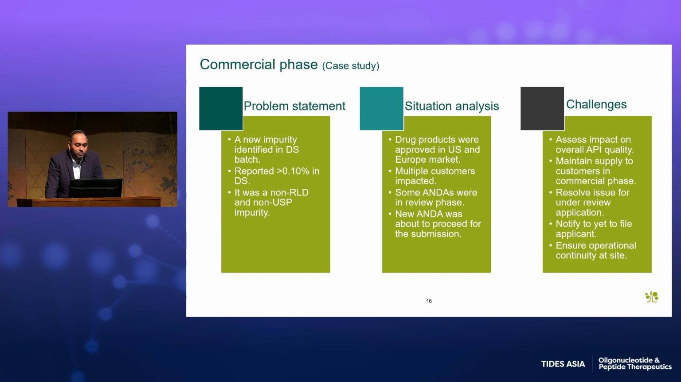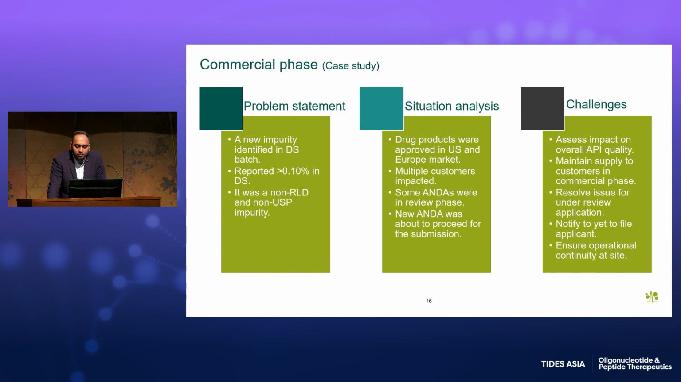So the content was difficult to justify. And if you see the situation analysis, there were a number of customers already approved in US and Europe. There were customers which were under review phase, and there were customers which were about to file ANDA. So the situation was quite complex, considering all the phases: the commercial phase, the under review phase, and prior to the filing phase.